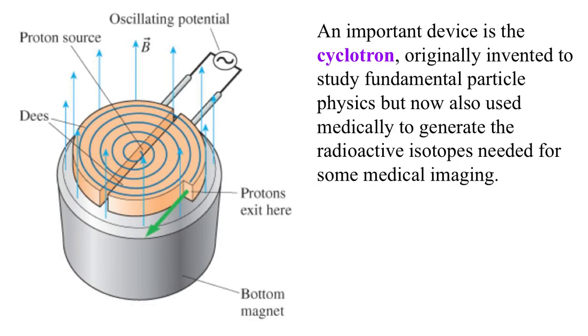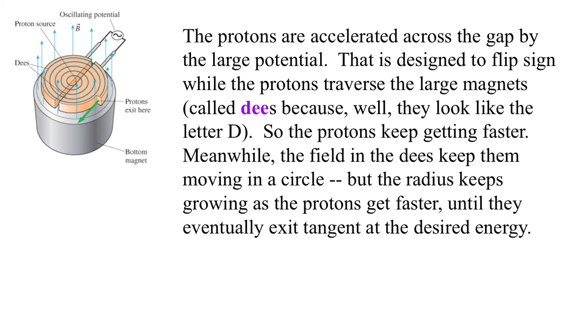All right, an important device in the history of science is something called the cyclotron, originally invented to study fundamental particle physics, now also used medically to generate radioactive isotopes needed for some medical imaging. The particles are accelerated across the gap by the large potential. What we have here is a magnet in two semicircular regions. They're just strong permanent magnets. And then there's some potential difference across them maintained by some EMF source.